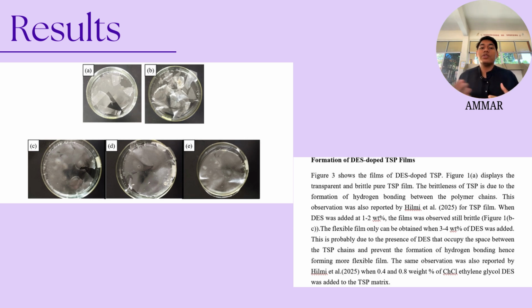This is probably due to the presence of the DES that occupies the space between the TSP chains and prevents the formation of hydrogen bonding, hence forming a more flexible film. The same observation was also reported by Hilmi et al. 2025 when 0.4 and 0.8 weight percentage of choline chloride with ethylene glycol DES was added to the TSP matrix.